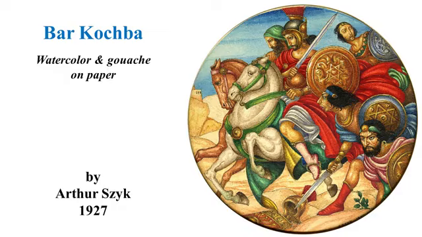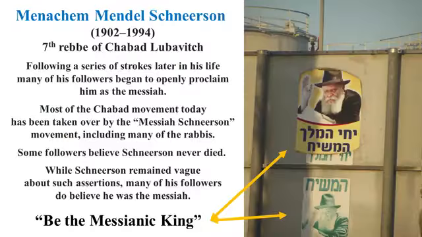All right. Again, why are you looking at one another? The Jews today are looking at each other for their Messiah, not the brother they betrayed. Here's another one, Menachem Mendel Schneerson. He was born in 1902. He died in 1994. He's the 7th Rebbe of the Chabad Lubavitch.